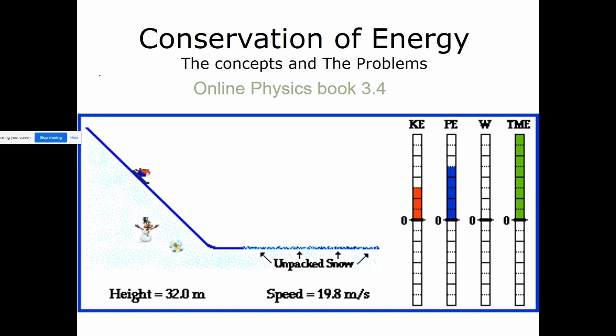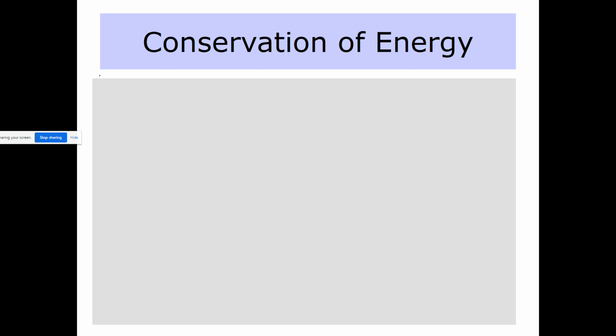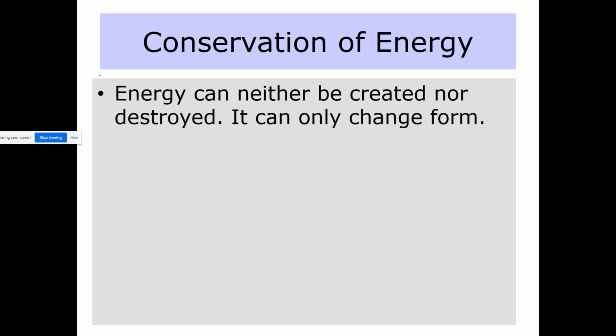Conservation of energy. Okay, it's very similar to the conservation of momentum. In fact, the conservation of momentum comes from the conservation of energy. All conservation laws simply say that whatever you're talking about cannot be created or destroyed. So in this case, energy cannot be created or destroyed. It can only change from one form to another. The two main types of energy are potential energy and kinetic energy.